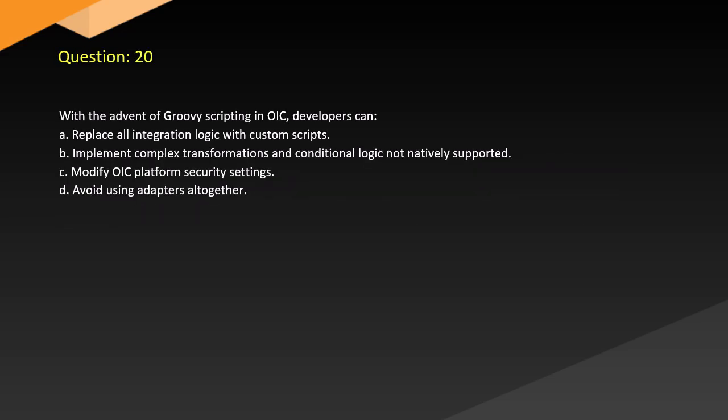Question 20. With the advent of Groovy scripting in OAuth, developers can: A. Replace all integration logic with custom scripts. B. Implement complex transformations and conditional logic not natively supported. C. Modify OAuth platform security settings. D. Avoid using adapters altogether.